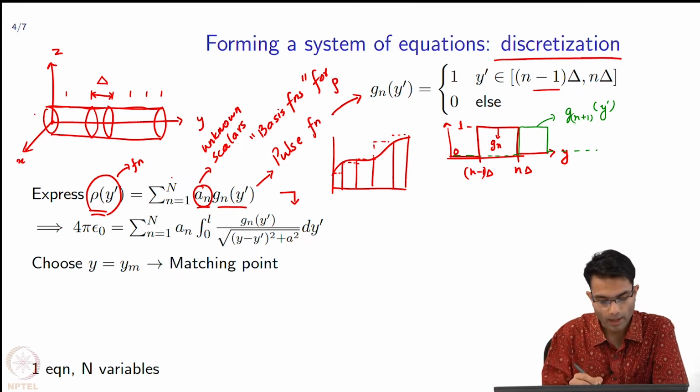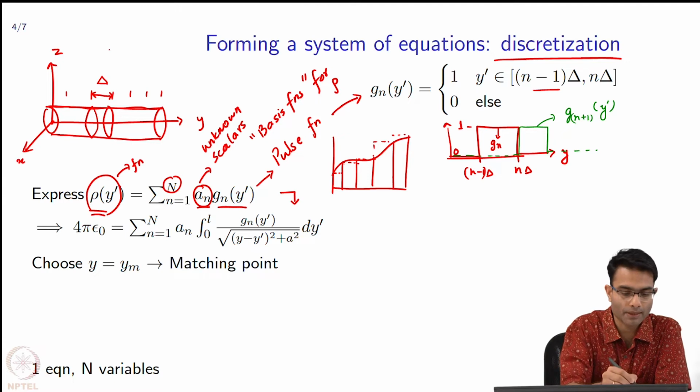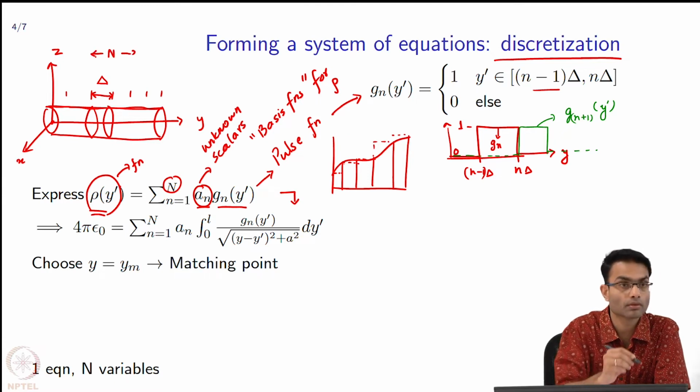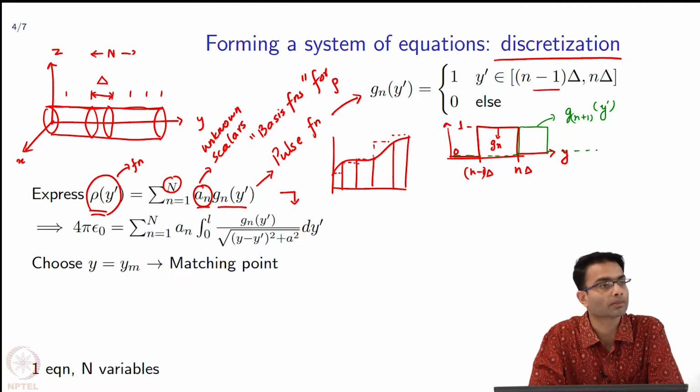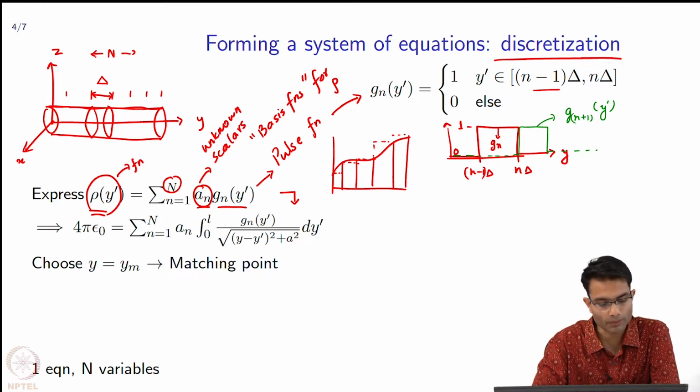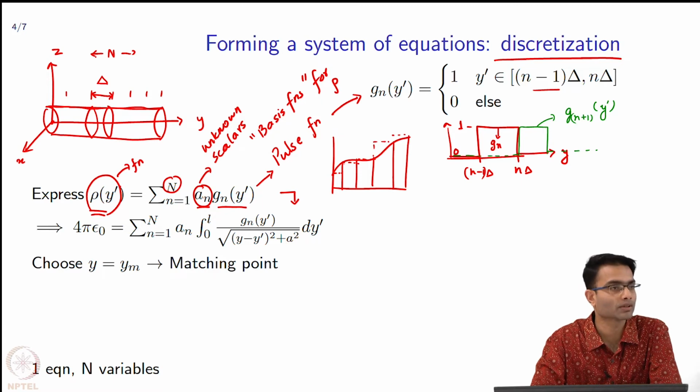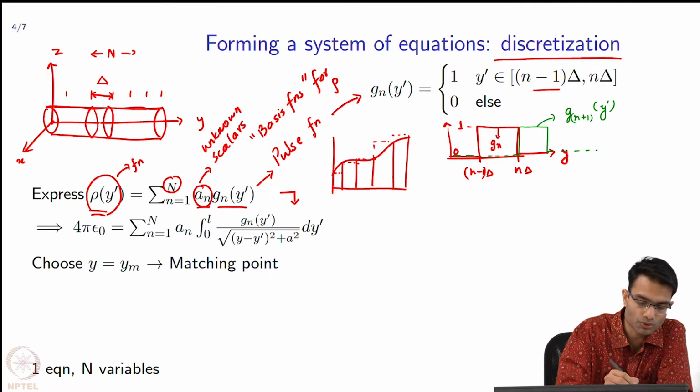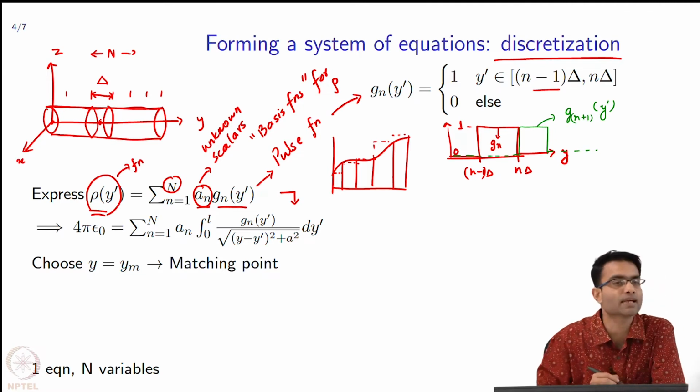What I have is capital N pulses, right. That means there are capital N segments over here, and my number of unknowns is N. So, what we will do is choose the observation points systematically. Let us choose the center of each of these N segments.